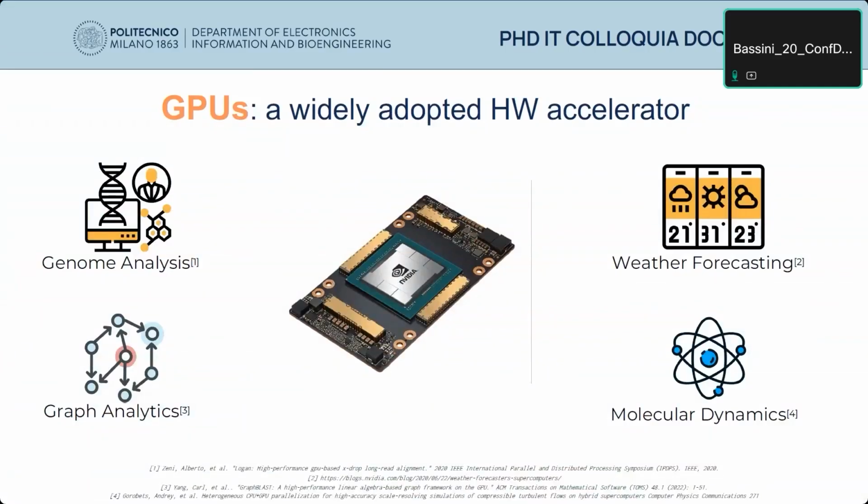So, the general topic that we will be talking about today are GPUs. GPUs are a widely adopted hardware accelerator. You find them in the training and inference of large language models. They have become the de facto standard hardware accelerator.